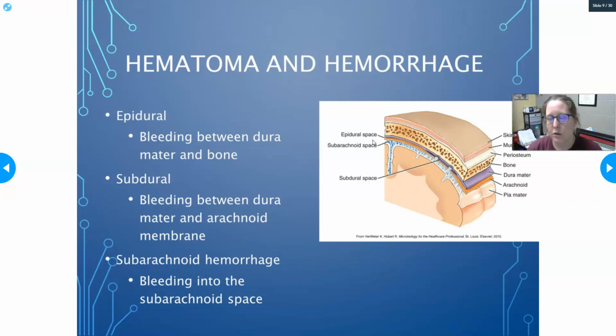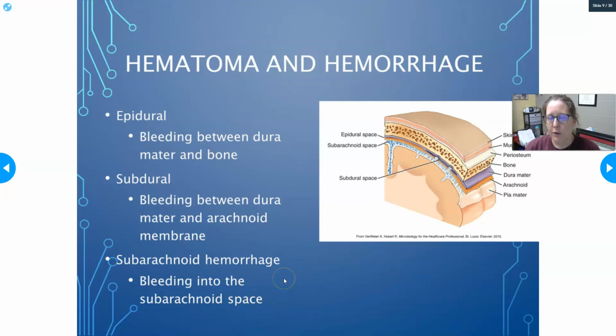We usually know the epidural space because that's one of the places we can put injections in the spine, in the lumbar area, to get medications to the central nervous system. The space below that is the subdural space, the space underneath the dura. There's bleeding between the dura mater and the arachnoid membrane. And then the last one is the subarachnoid hemorrhage, where there's bleeding into the subarachnoid space.